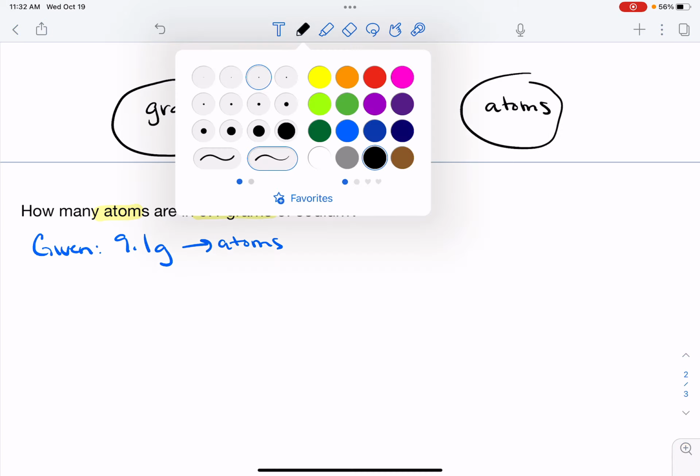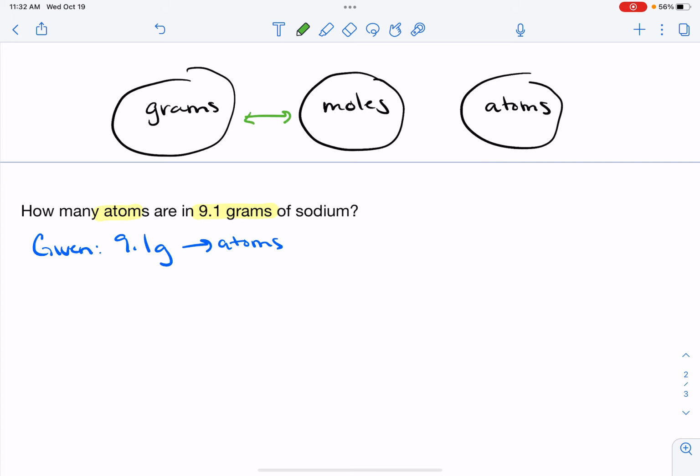The way we convert between grams and moles is to use the molar mass on the periodic table. That's the number of grams that equals 1 mole. But to go between moles and atoms, you use Avogadro's number. That's 6.02 times 10 to the 23 atoms equals 1 mole. In this case, it's going to be two steps because we have to go from grams to moles and then moles to atoms.